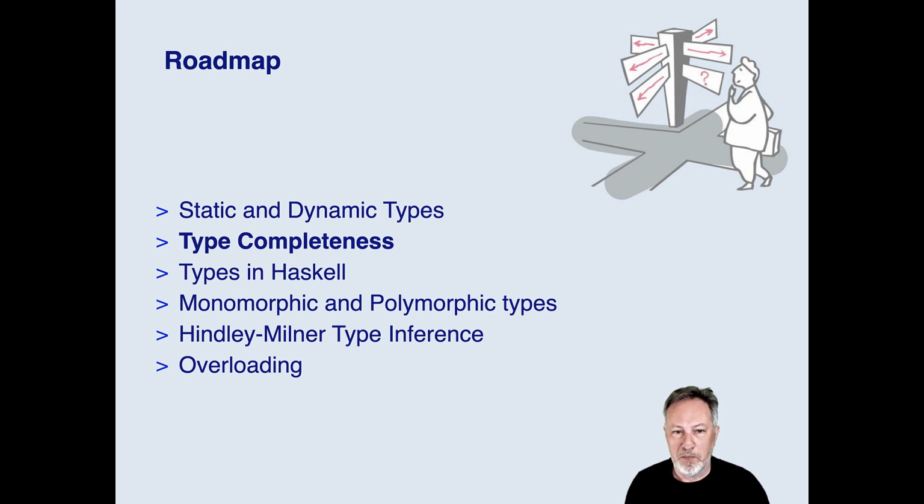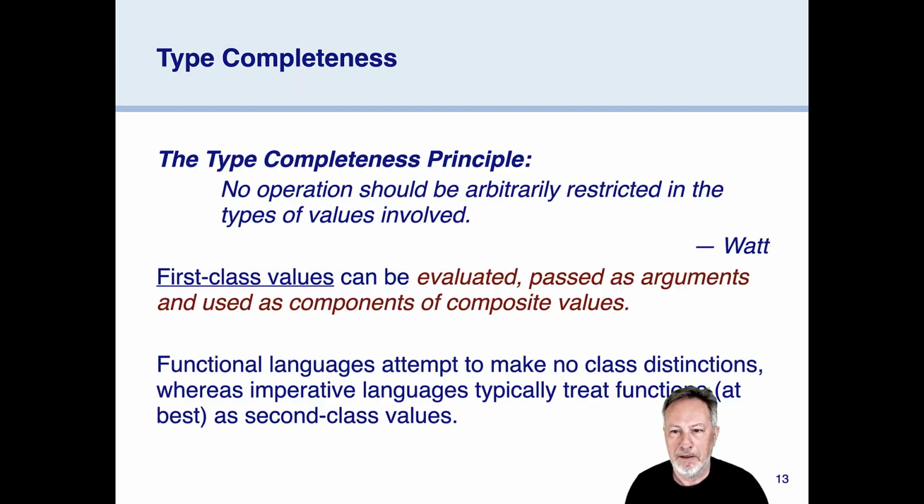So much for the background. Let's take a look now at the notion of type completeness. So this comes from the reference by David Watt, the book that I mentioned at the beginning of the lecture today. He defines the type completeness principle as follows, that no operation should be arbitrarily restricted in the types of values involved. And this relates to the notion of first-class values, which we saw last week as well, and the notion in Haskell in particular of higher-order types.